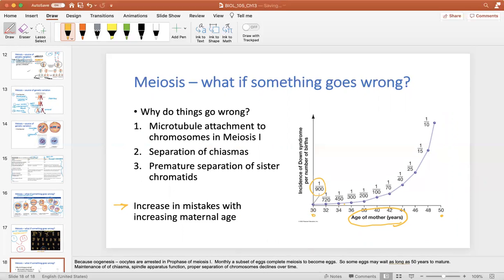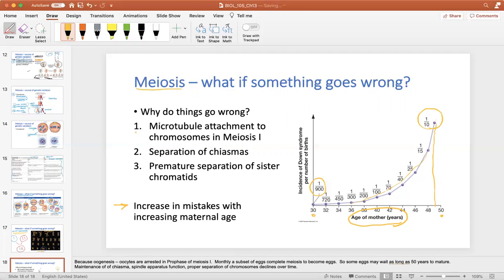But if you take this all the way out to like 48 or 49-year-old, I guess, is that supposed to be 50? Looks to me like it's about 49. To about a 49-year-old mom, what you find is that 1 in 10 births results in Down syndrome. Why is that? Well, it has to do with meiosis messing up.